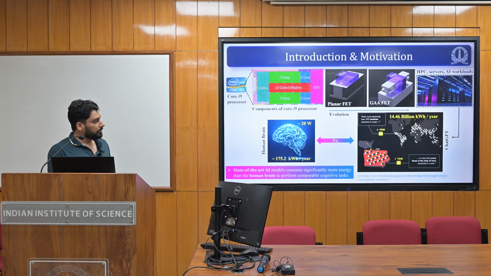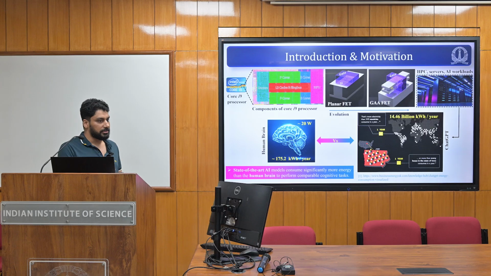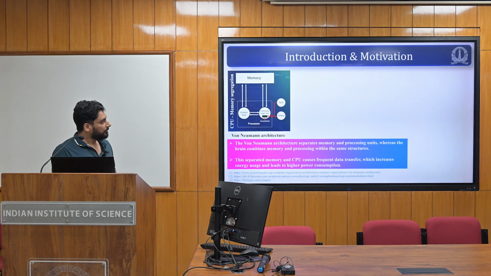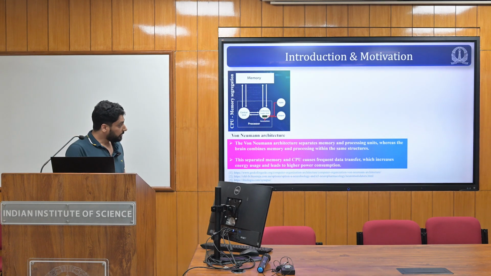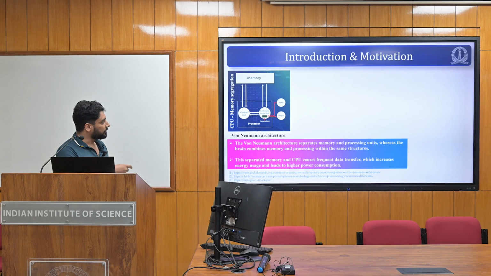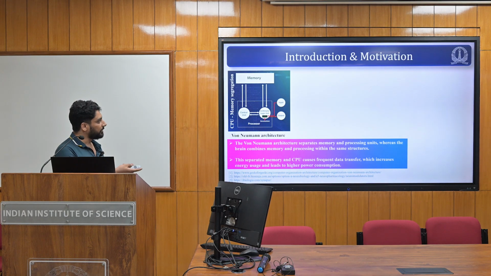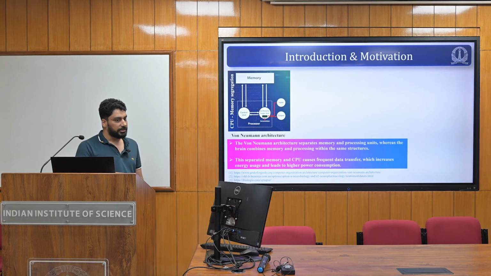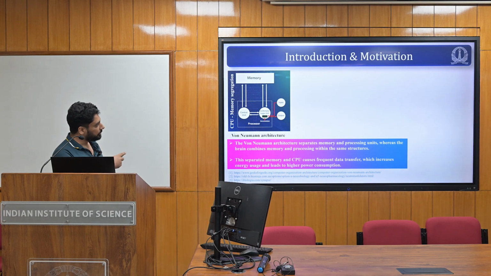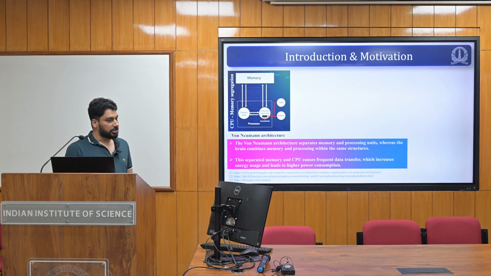With that motivation, we have to develop hardware which works similar to a brain. But before that, we need to see where the problem lies. Current modern computing systems have what we call the von Neumann architecture. In the von Neumann architecture, we have a processor and we have a memory, and the data constantly shuttles between the memory and the CPU. The memory sends the data out to the CPU, it crunches the data, and sends it back to memory. Because of this constant data shuttling, we have a lot of energy consumption.